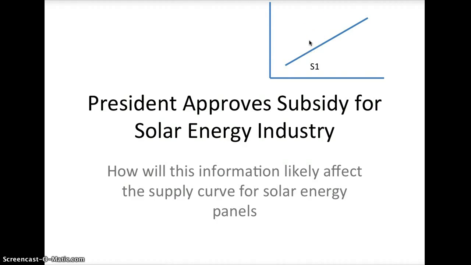Okay, President approves a subsidy for energy industry. How is this going to affect the supply curve for solar energy panels? Well, government's giving money to these businesses, so these businesses now have more money to make product with, so you're going to see them put out more supply. So you're going to see a shift or an increase on the supply curve.